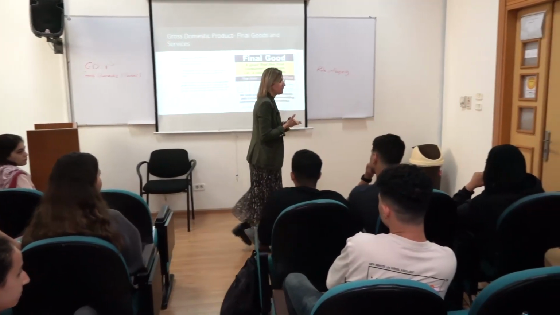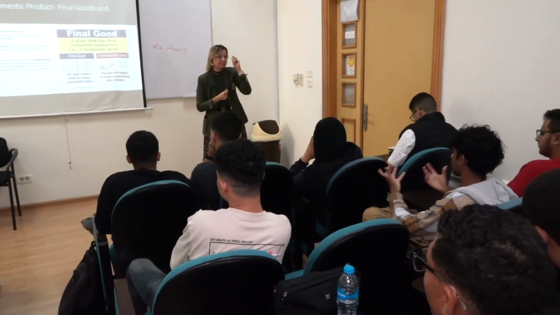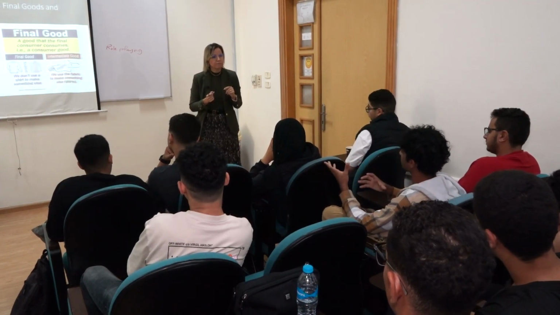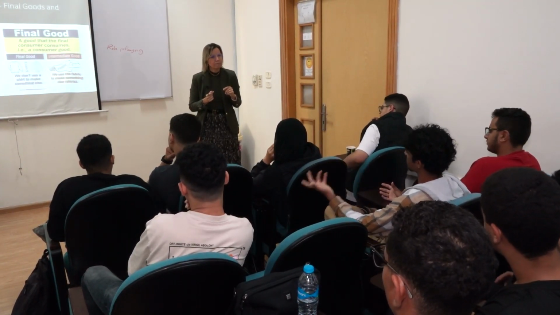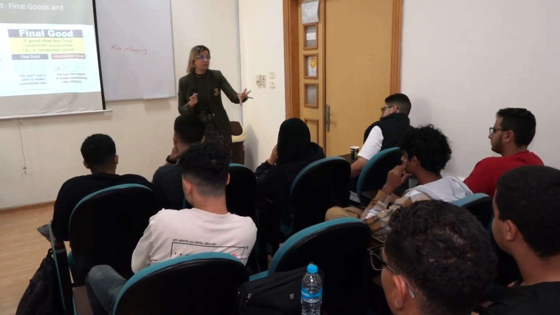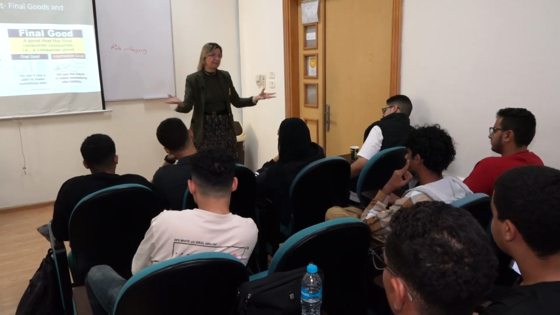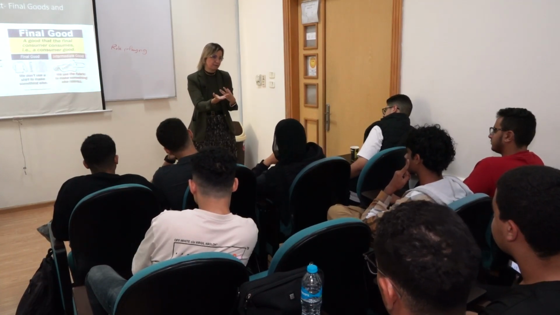Okay, Ziad, go ahead, please. A final good is the end product. For example, it could be a car. An intermediate good is a component used in the final product. For example, the tire of the car is an intermediate product. Very good. The tire of the car is an intermediate good because it's used as a component to produce the car, and then you sell it and you get the market value of the car at the end of the day.